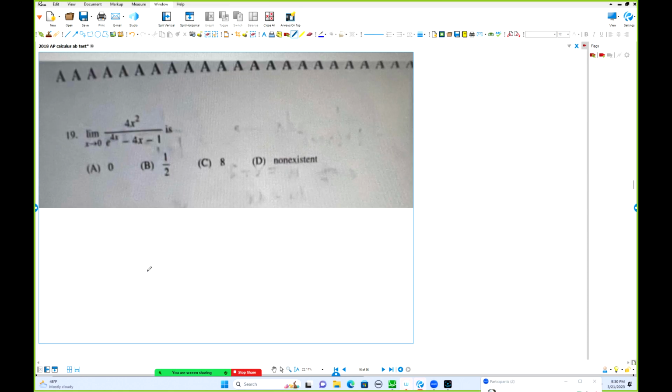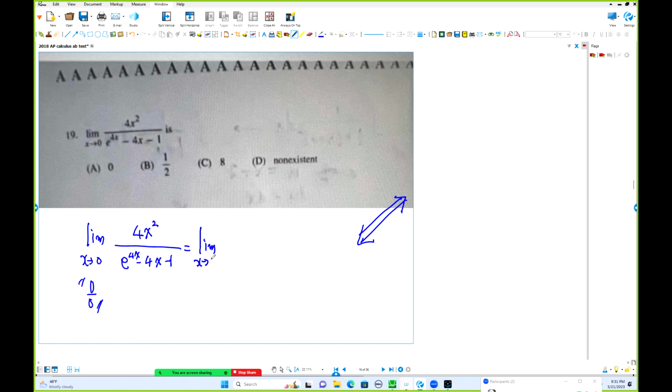Okay, let me check the next one. After this we'll finish today. All right, a limit value. When x is 0, what is that? 0 over 0. E to the 0 is 1, and 1 minus 1 is 0. So we can use L'Hopital's rule.